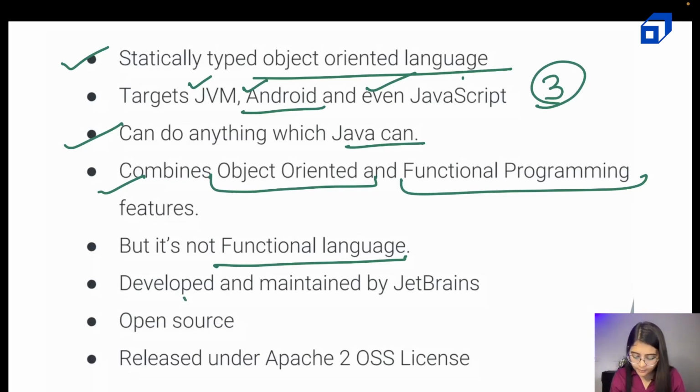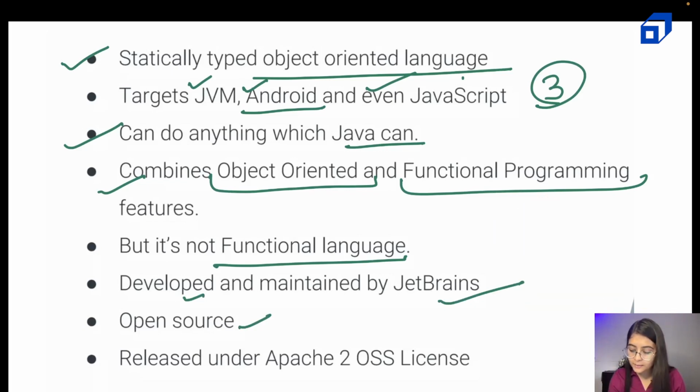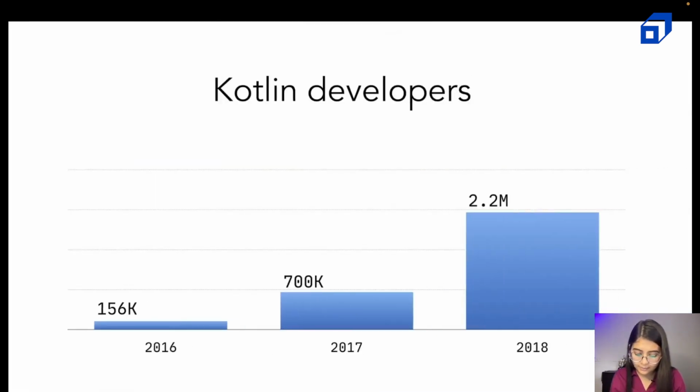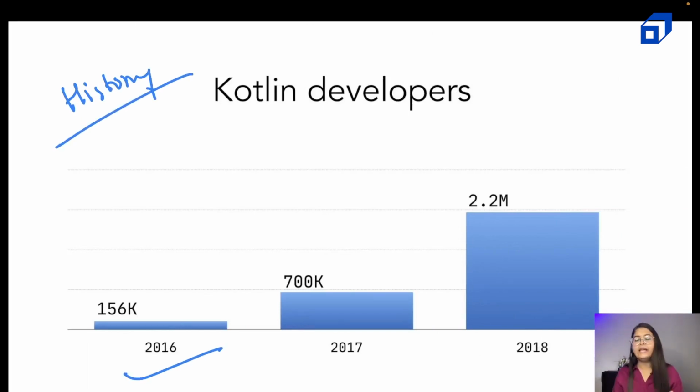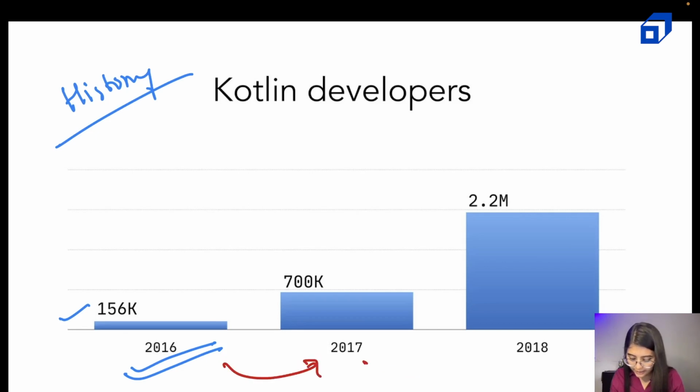It was developed and maintained by JetBrains. It's open source. Yes, the code is publicly available and it was released under the Apache 2 OSS license. This is a kind of history of Kotlin, when it was launched way back in 2016. So yes, it is a fresh new programming language in the tech world, and as soon as it was launched, about 156k, that is 1,56,000 developers were using Kotlin, and its use has been rapidly increasing.